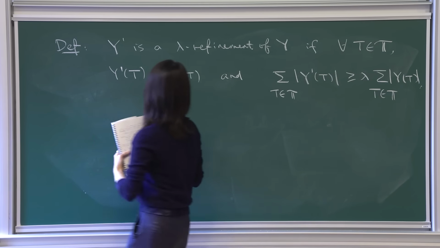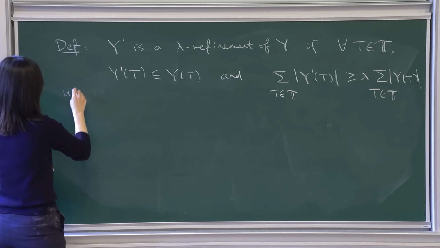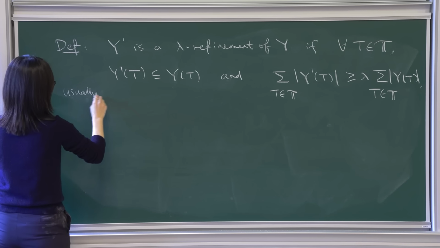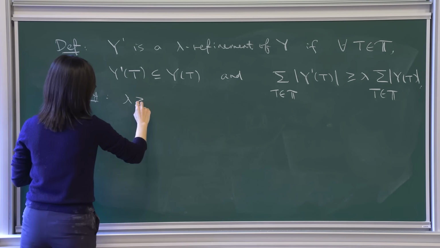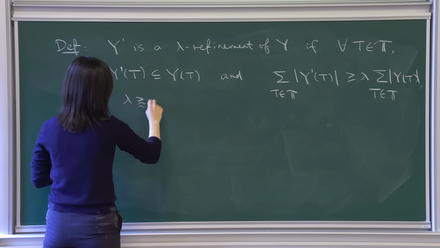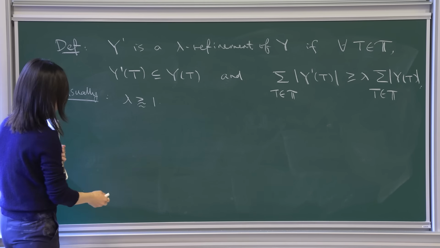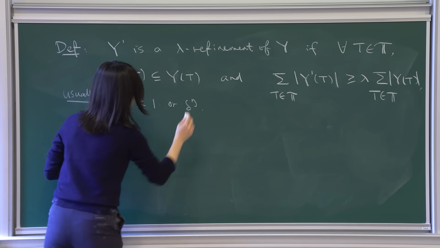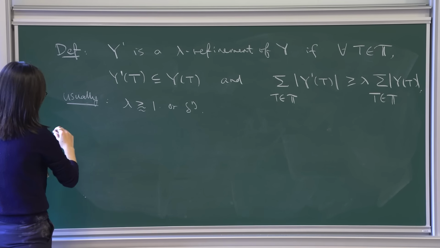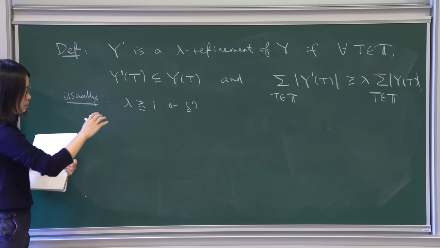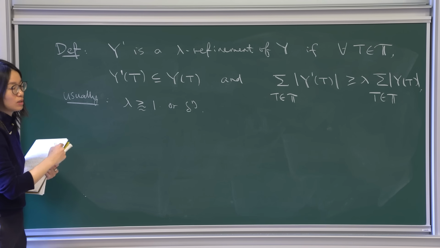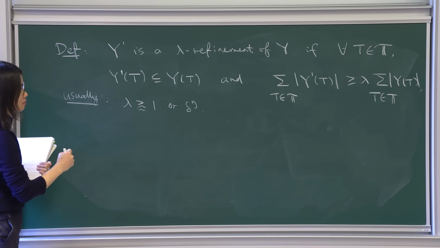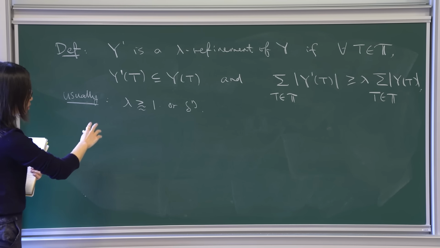Usually, in almost all cases, lambda is approximately greater than 1, or delta to the eta. And I should say that throughout the entire argument, we are going to use refinements so many times that sometimes I will just say it without defining new notation. So this is going to be used over and over.